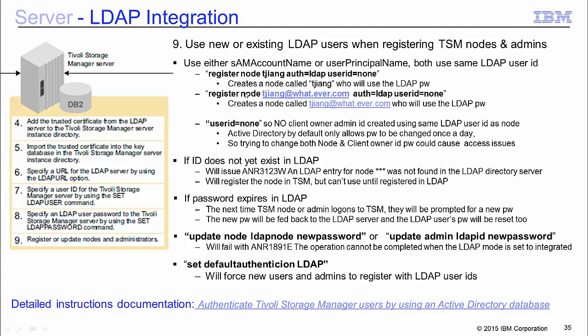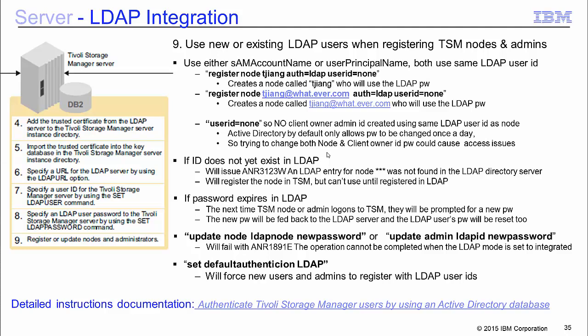Okay, the reason we specify user ID equals none is so that no client owner admins will be created using the same LDAP user ID as the node. And the reason for this is that when your LDAP password expires, if your node was to go in and update that, the client owner admin might not be able to update it again on the same day because of the default restrictions inside of LDAP. So we decided it's best if we simply say, create a user ID that has a different ID than your node name.